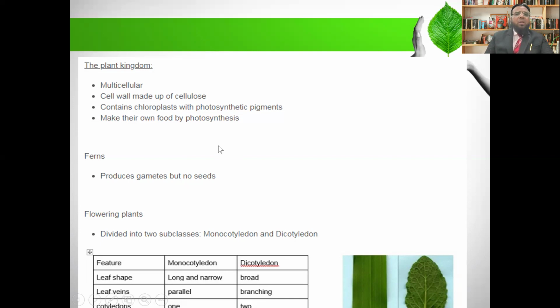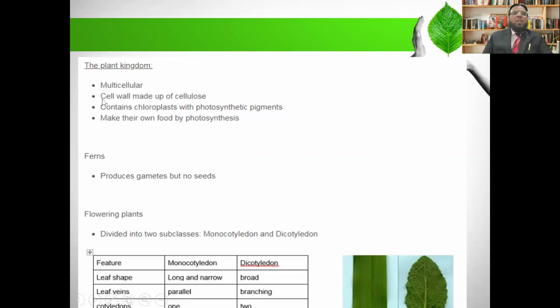The first kingdom, as you can see on the screen, is the plant kingdom. Now, what are the peculiar characteristics of the plant kingdom? Which organisms are included in the plant kingdom? The first characteristic of those organisms is that they are multicellular. Multicellular means the organism contains more than one cell.